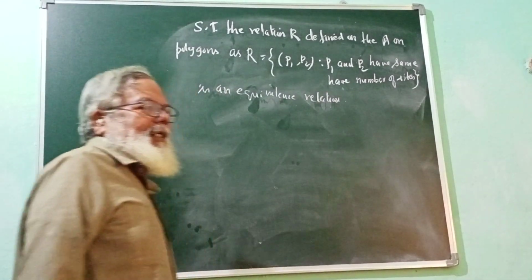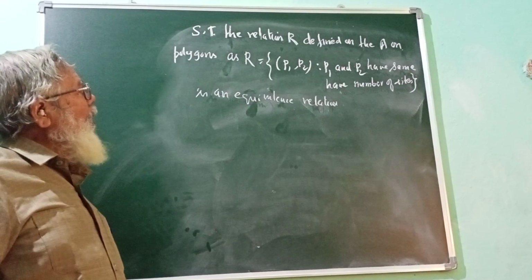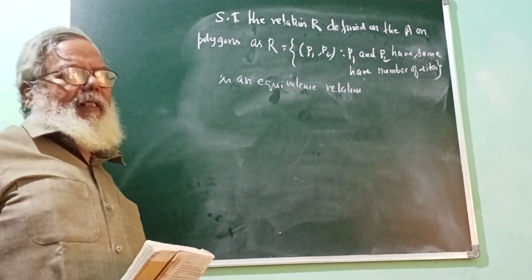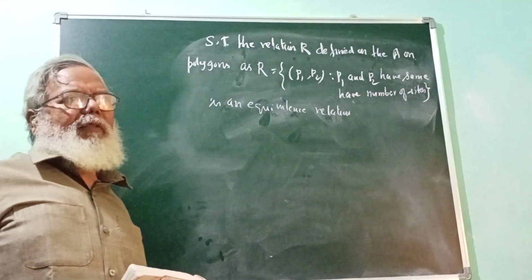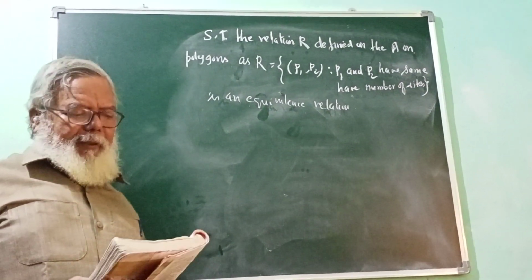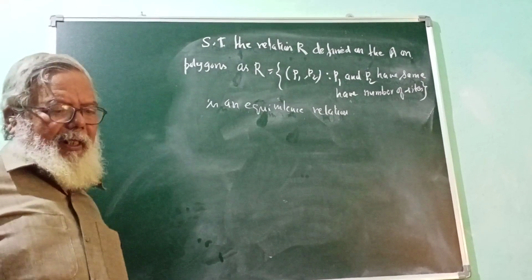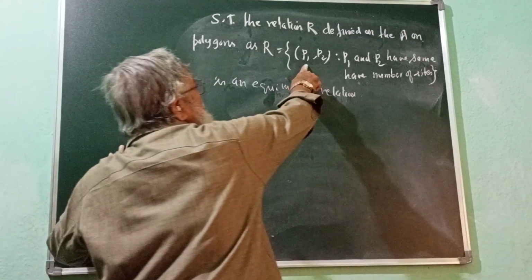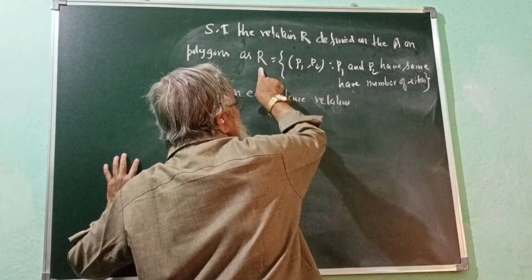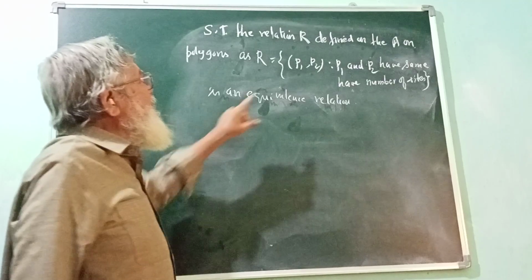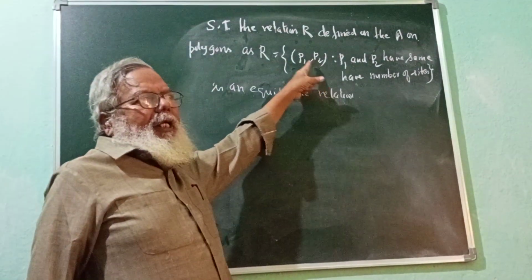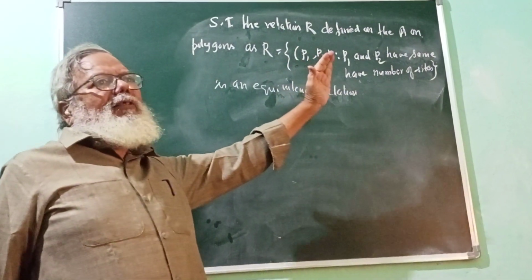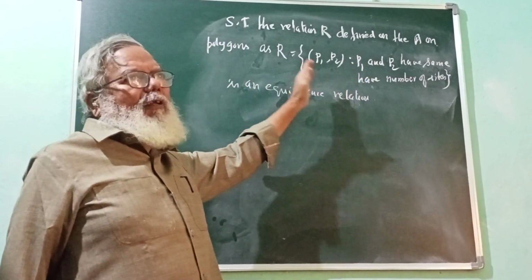Now A is the set of all polygons: the triangle, the four-sided figure, all the many-sided figures are called polygons here. So in our relation, the ordered pair (P1, P2) will be there in the set R provided that if it is a triangle, it must also be a triangle. If it is a square, it must also be a square. Like that, they should have the same number of sides, and only then will they be in R.